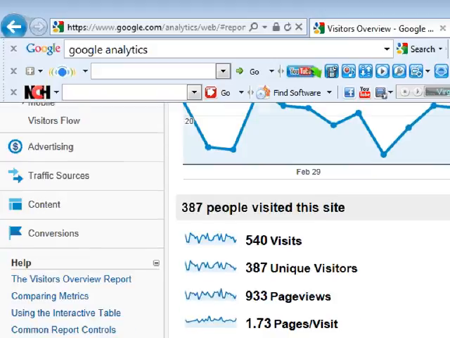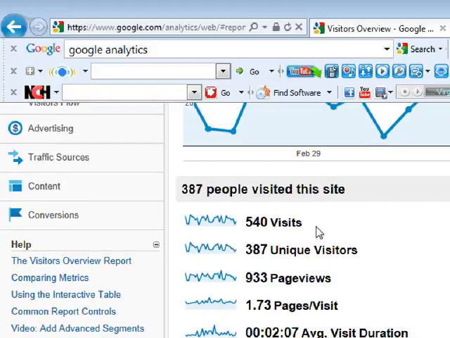So, how many people visited this site? We had 540 visits. Of that, there were 387 unique visitors. Those are the first-time visitors. Over time, we're working to increase this, and it may be up. We will take a look at previous reports so that we can effectively know whether they have been up or not in the recent months.